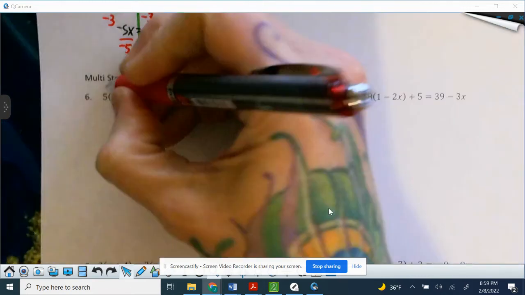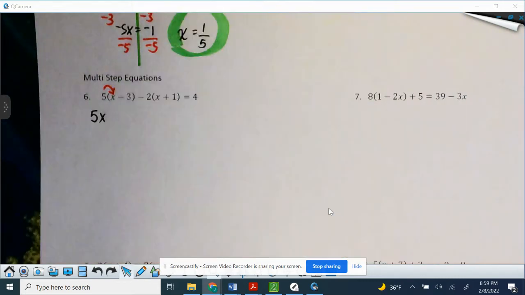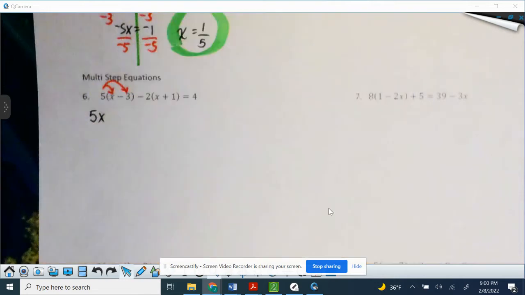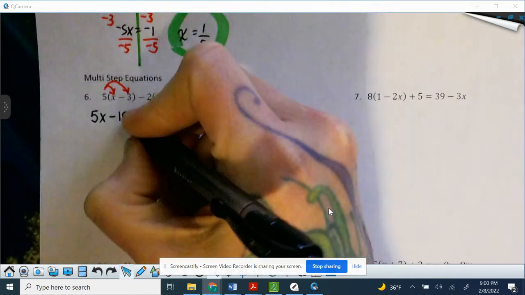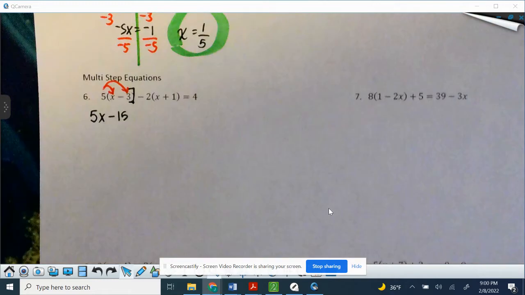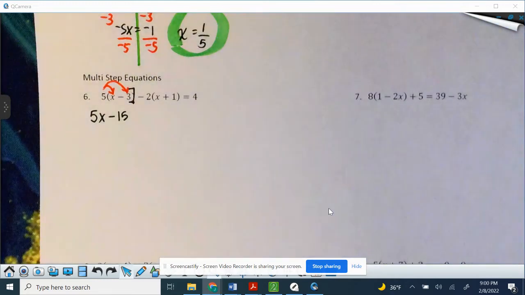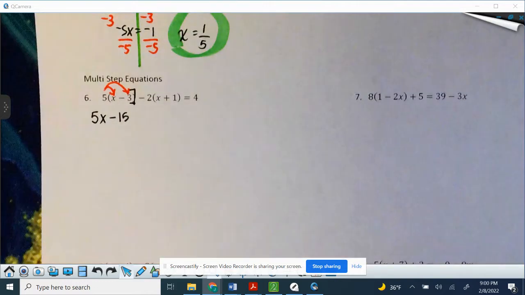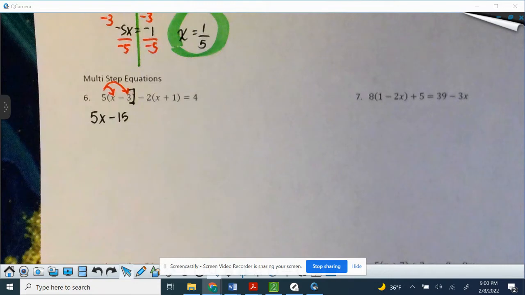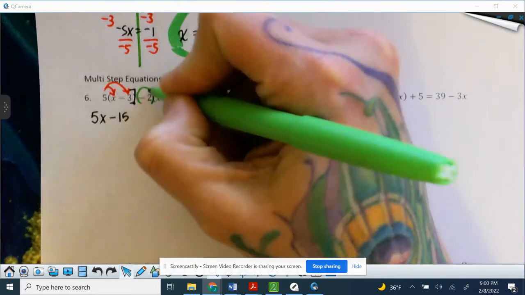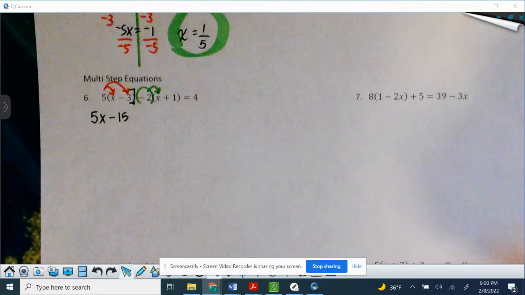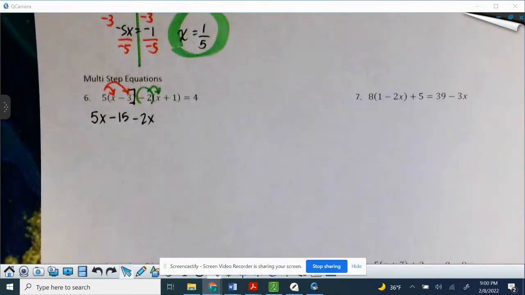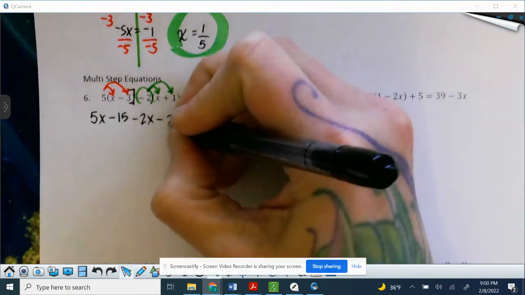So 5 times x, one at a time. So 5x, 5 times a negative 3 is going to be a negative 15. And this parentheses is like a big brick wall. So now you've distributed that 5 as far as it needs to go because now you have that negative 2. That negative 2 is going to distribute all the way through. Not to that x, so negative 2x. Negative 2 times 1 gives you a negative 2. And again, a big brick wall and you're done.